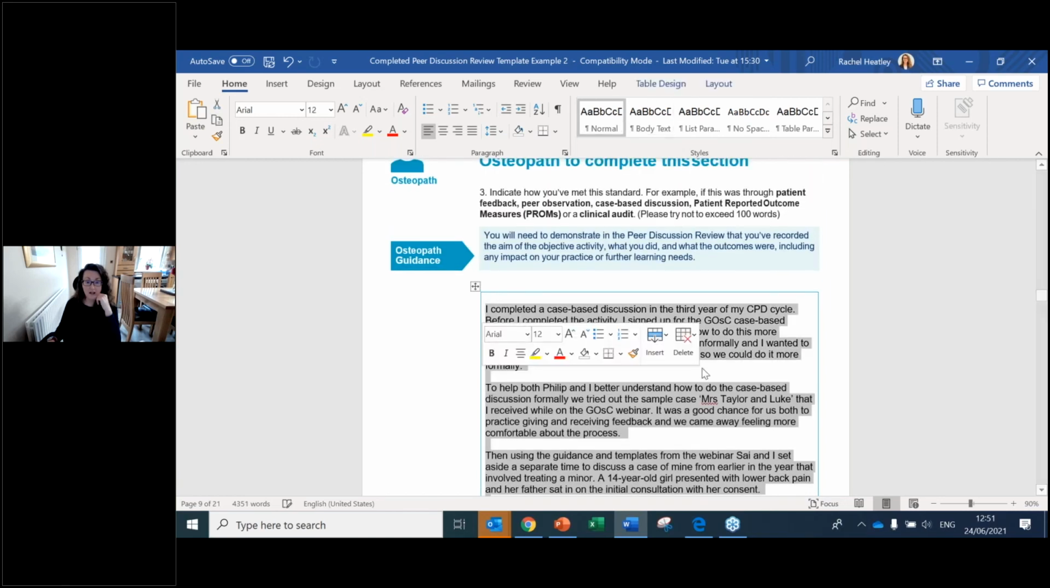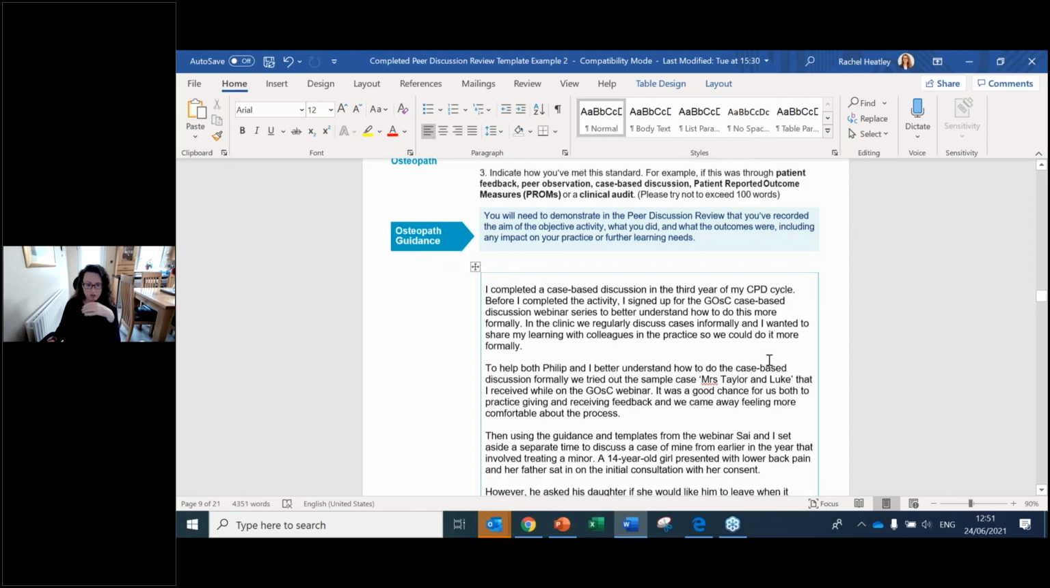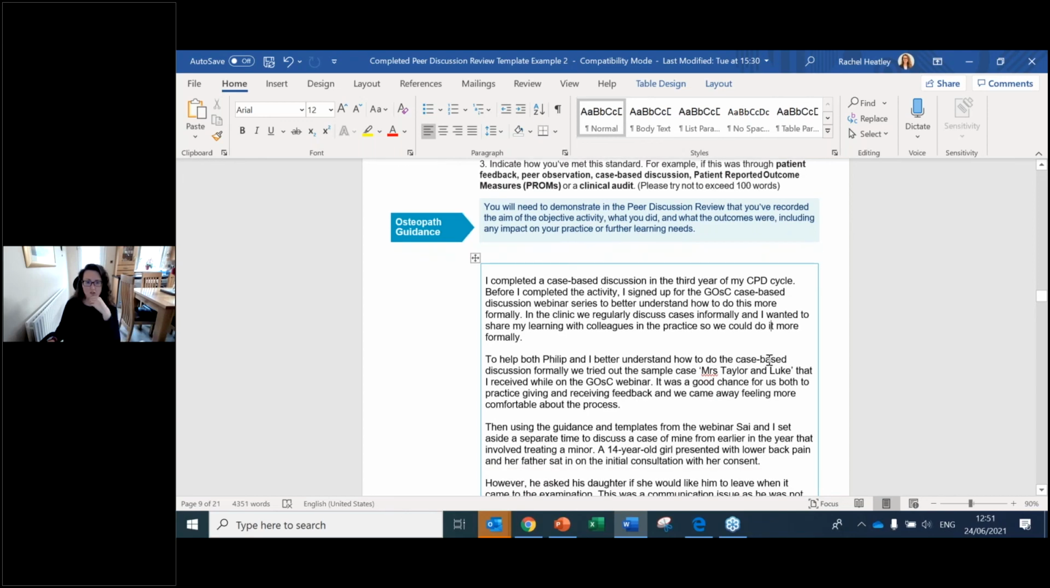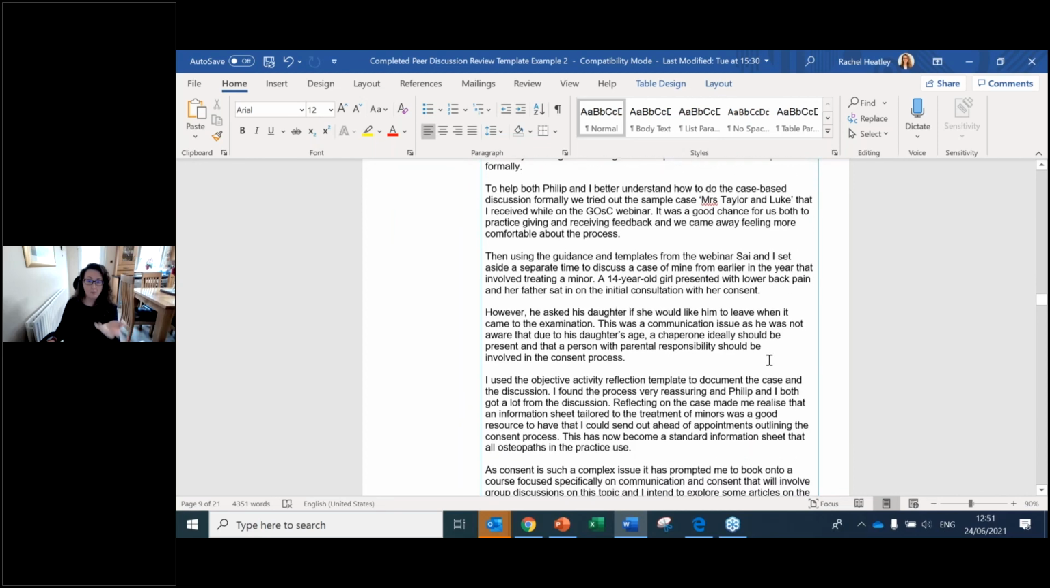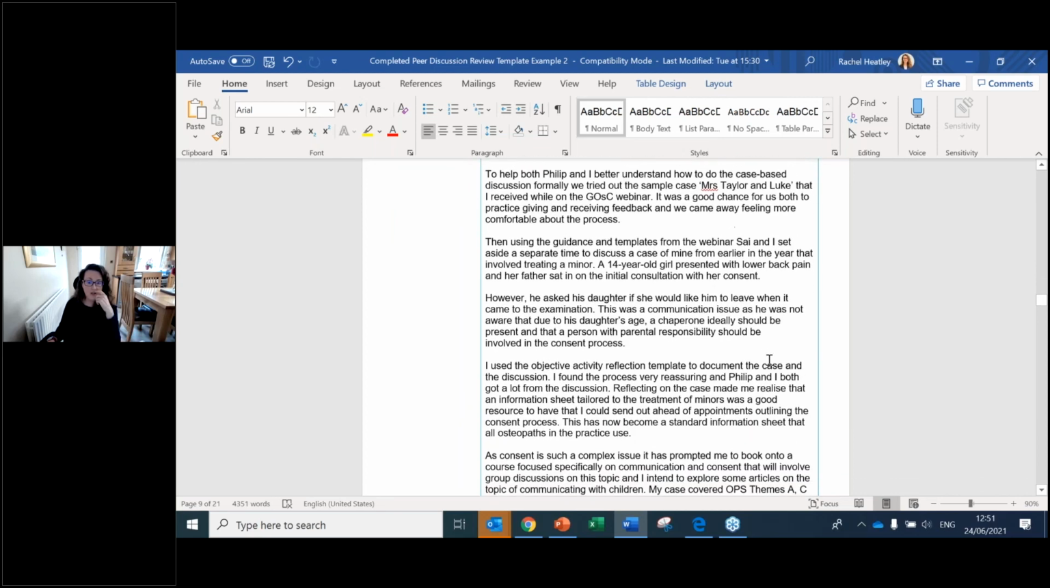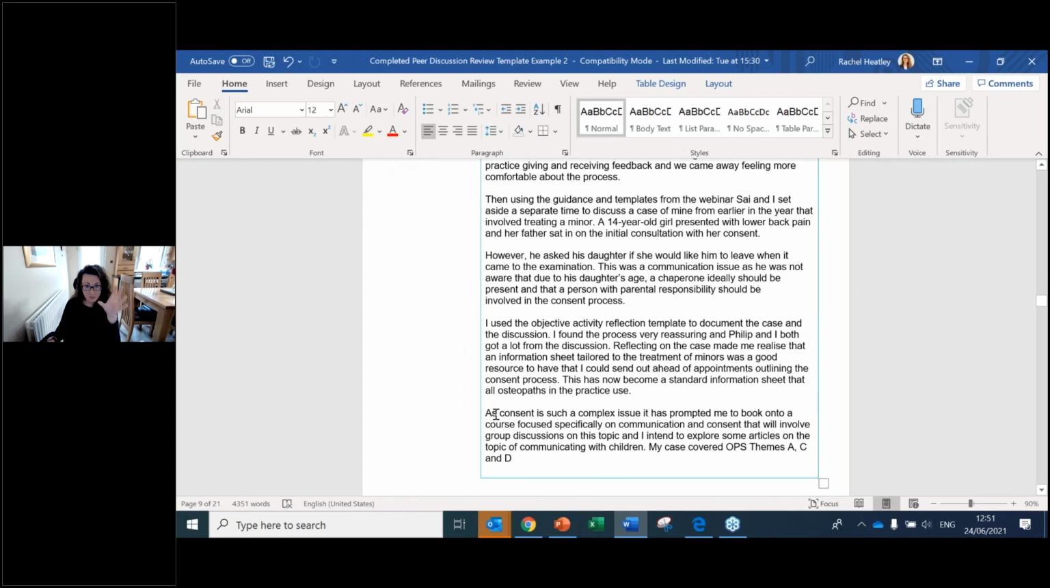This osteopath has given an overview of their case, the background to it, and how they went about the broader process of the case-based discussion. It isn't about the minutiae of the discussion, it's more about the process. So that's what this osteopath did, and explained what template they used. And this particular case was about consent.